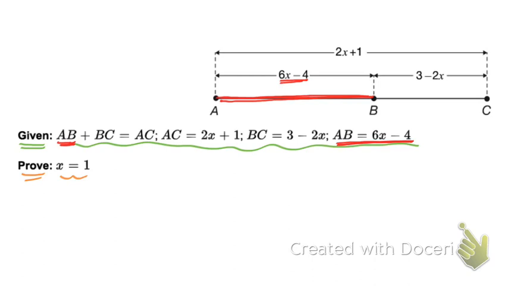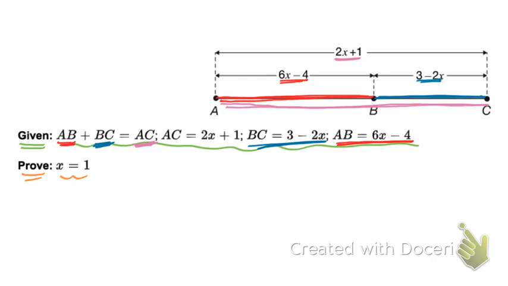Then they're telling us that if you add AB to BC, BC is from B to C, so the red plus the blue, and if you look above that line segment, you see from B to C, it's 3 minus 2x. They're saying that if you add those two together, that's going to equal AC, so from A all the way down to C. So the red plus the blue equals the pink, which is 2x plus 1.